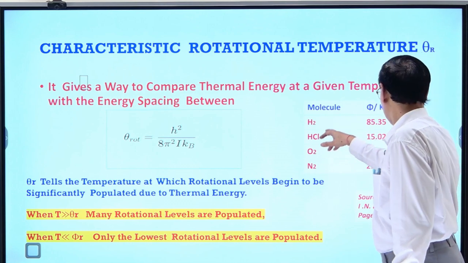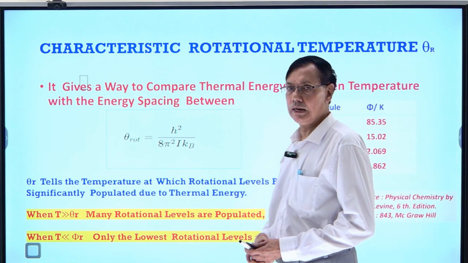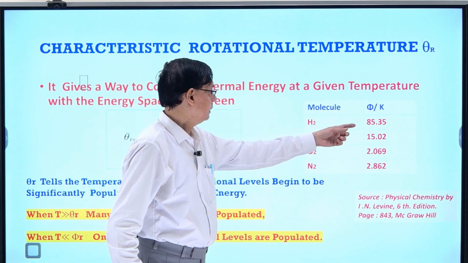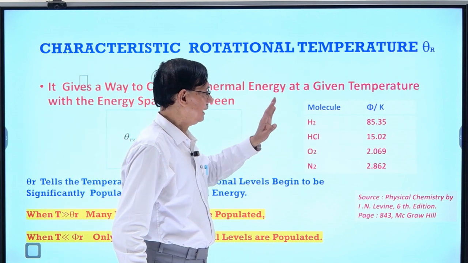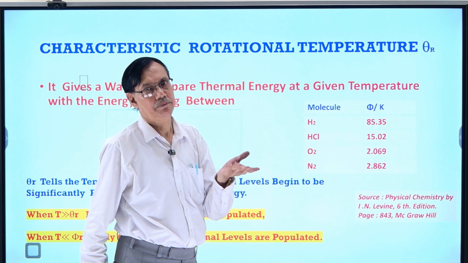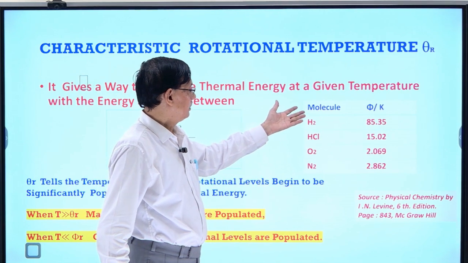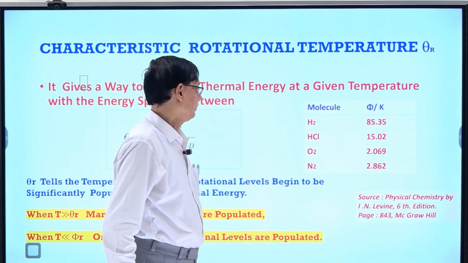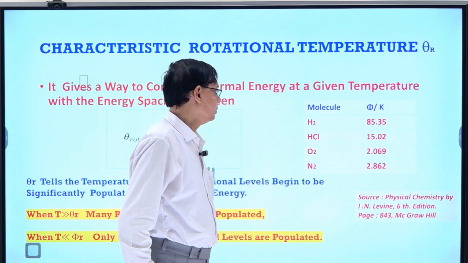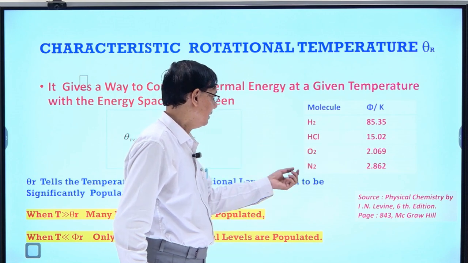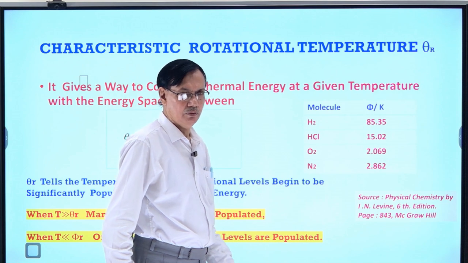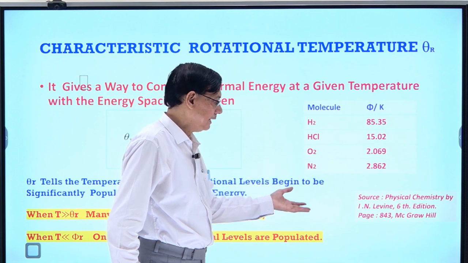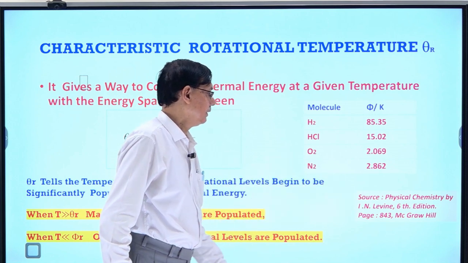And here I am also giving some values of characteristic rotational temperature, like H2, it is 85. Partition function is a dimensionless quantity, but the characteristic rotational temperature unit is K, Kelvin. So it is 85.35 for H2, HCl is 15.02, oxygen is 2.06, nitrogen is 2.86. Why am I showing this? I will tell after finishing the derivation, and the source is the physical chemistry book by Levine.